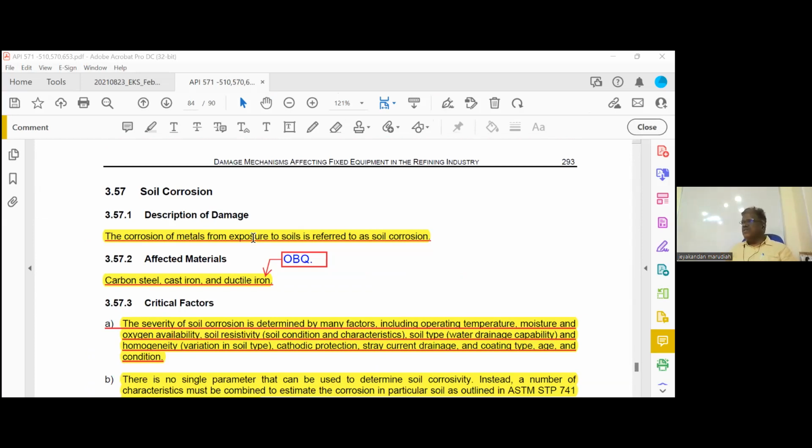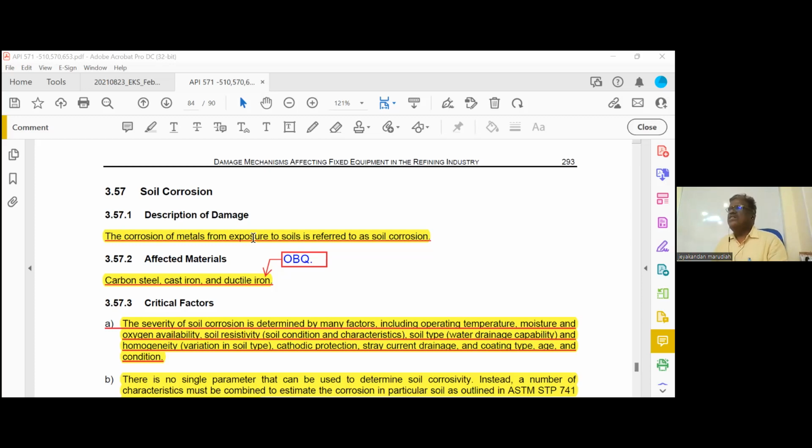Then, generally to protect from soil corrosion, they will go for a coating. You can see wrapping coating. And they will go for cathodic protection also. Wrapping coating with cathodic protection is the effective method to protect from soil corrosion. There are other methods also. We can remove the soil and use a special backfill. We can use it, but the most effective method is this one.